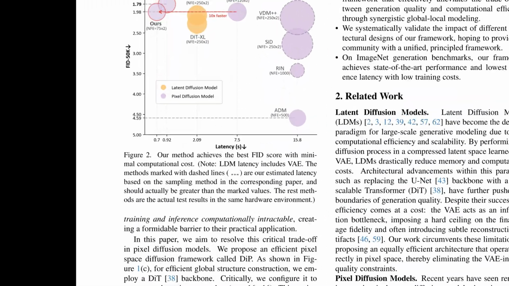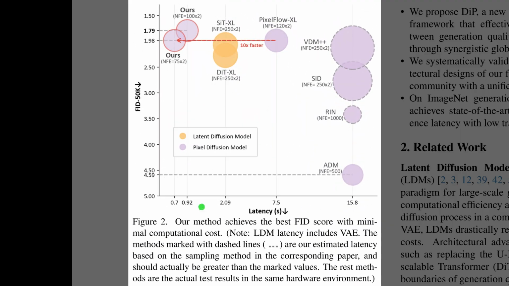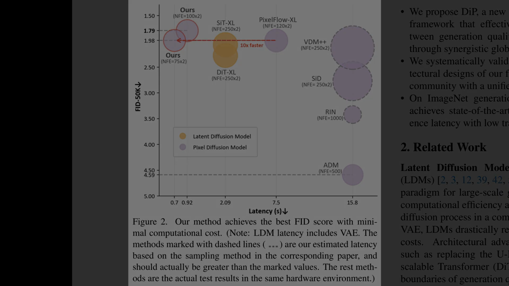Figure 2 shows that DiP gives the best trade-off between image quality and speed among both latent and pixel diffusion models. The horizontal axis reports latency in seconds, and the vertical axis reports FID, where lower is better, so points closer to the lower left are preferable. The red DiP circles sit near the lowest FID while staying far left, meaning DiP generates higher quality images with much less time per sample than competitors.